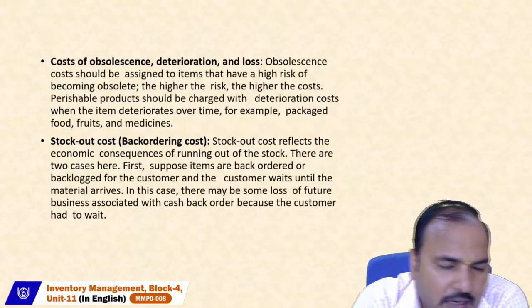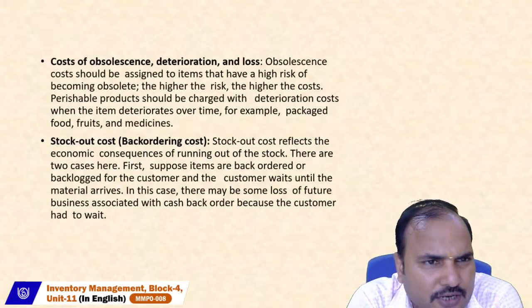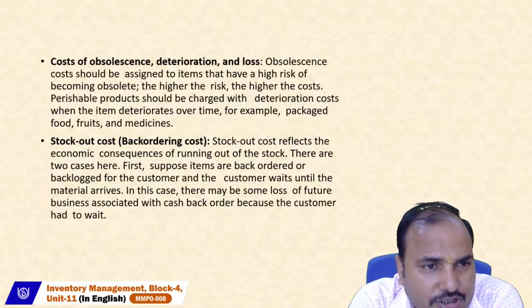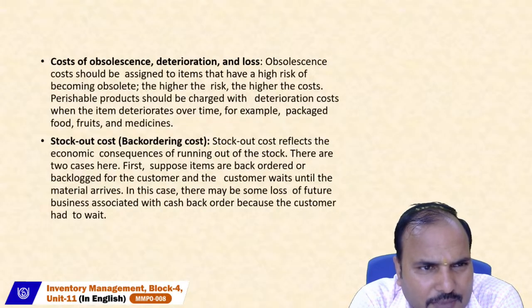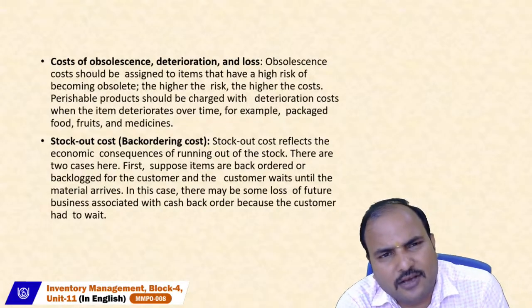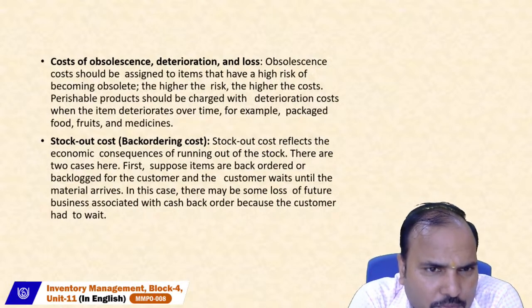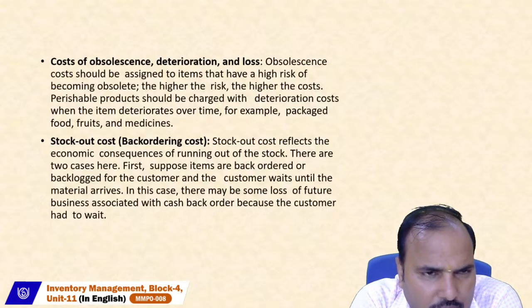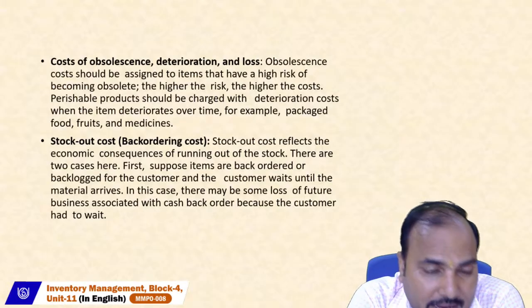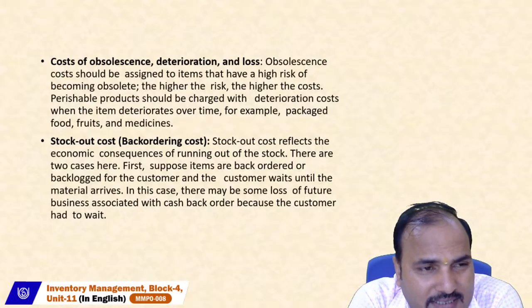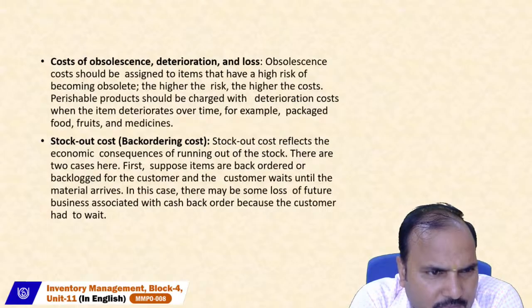And another cost is the cost of obsolescence, deterioration, and loss. This cost should be assigned to items that have a high risk of becoming obsolete. And the higher the risk, the higher the cost. And perishable products should be charged with the deterioration cost when the item deteriorates over time. For an example, packaged food, fruits and medicines, this happens.